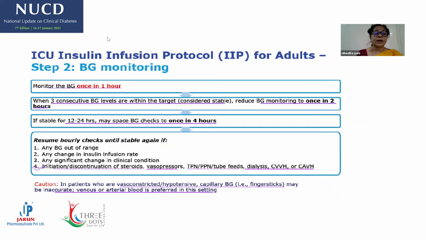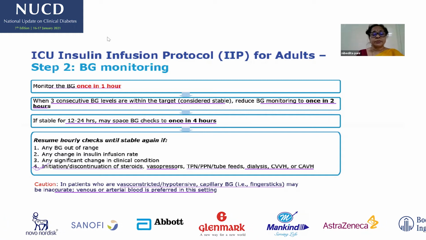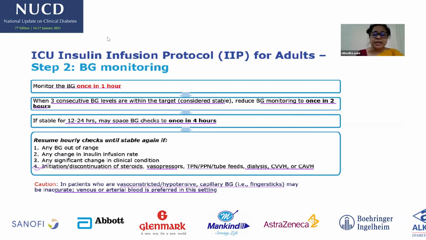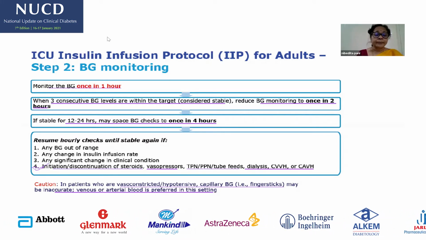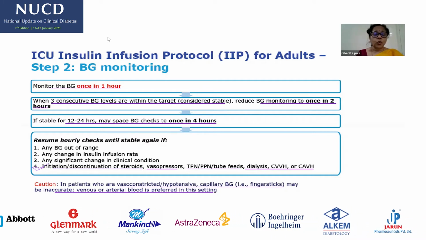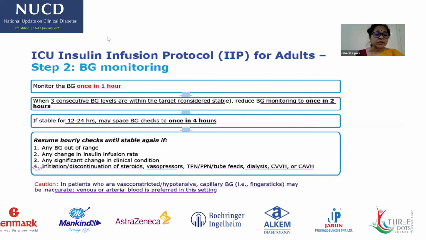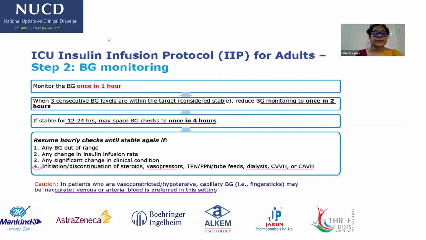Again, you can resume hourly checks until stable again if there is any blood glucose out of range, any change in insulin infusion rate, any significant change in clinical condition, or initiation and discontinuation of the steroid, vasopressor, TPN, PPN, tube feeds, dialysis, CVVH, CABH. You have to resume hourly checks until stable again. You have to be very cautious with patients who are vasoconstricted and hypotensive, as capillary blood glucose finger stick may be inaccurate. So venous or arterial blood is preferred in this setting.